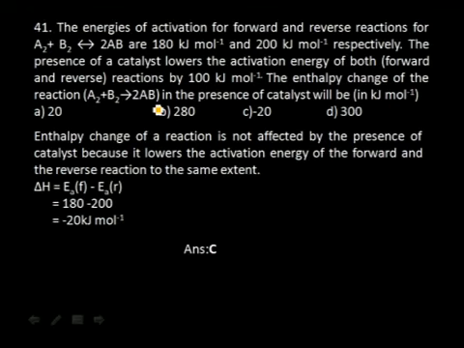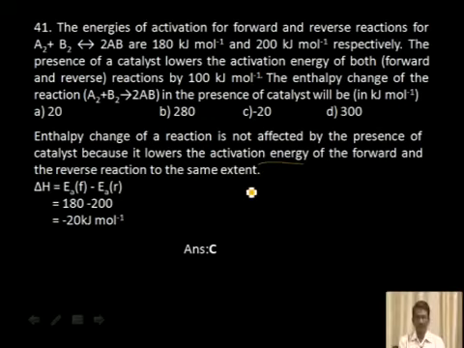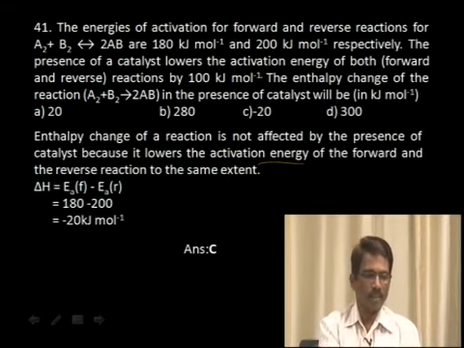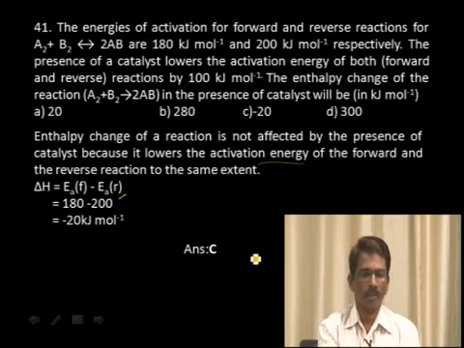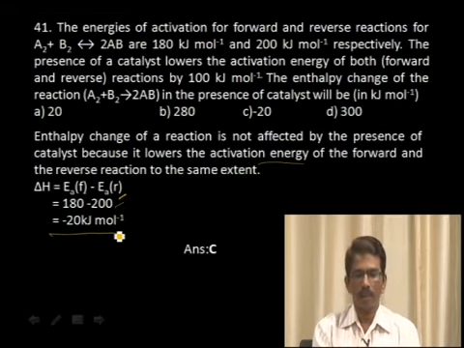In any reaction, if it is a reversible reaction, a catalyst lowers the activation energy of both forward and backward reactions to the same extent, and obviously delta H, or enthalpy change of the reaction, is equal to the energy of activation of the forward reaction minus the energy of activation of the backward reaction, and that is given as 180 minus 200. Obviously it is equal to minus 20 kilojoule per mole, and therefore the correct answer becomes option C.